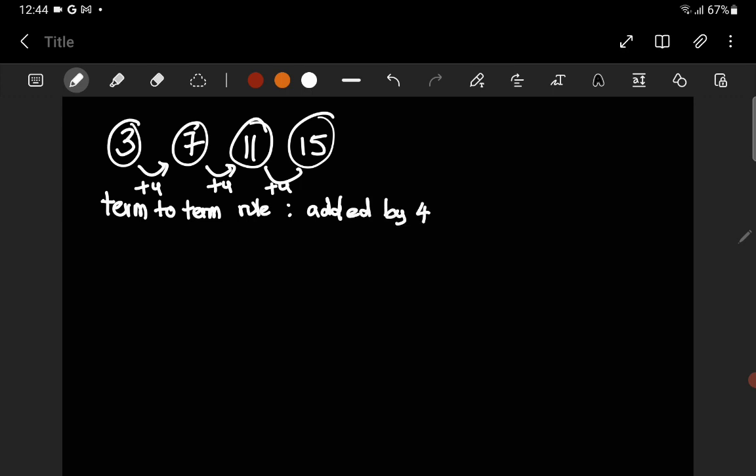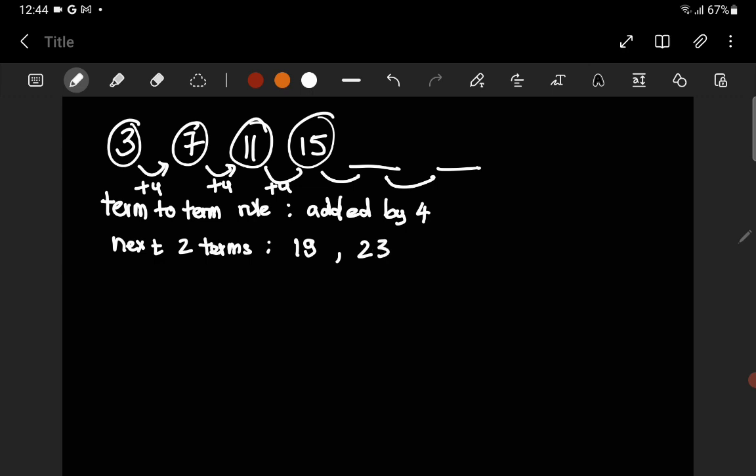And then after that, there is another one. What are the next two terms? It means you need to find the two numbers that will come after the last number in the number pattern. So to get here, you add 4 to 15, it will be 19. And then to get here, you add 4 again, it becomes 23.